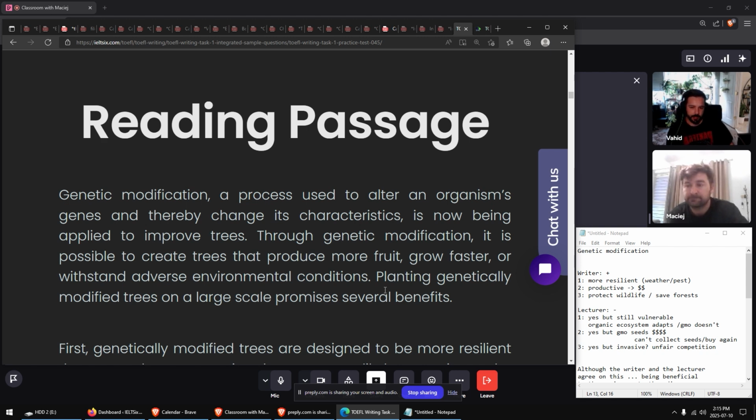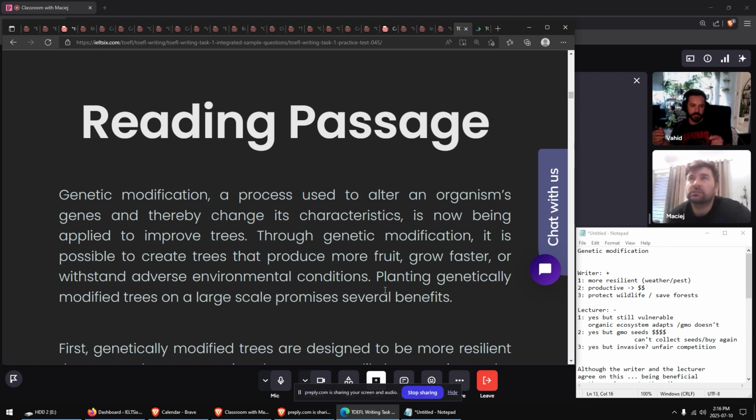Personally, I would say that although they both agree that GMOs can have their benefits, the writer leans toward the benefits outweighing the negative effects, and the lecturer believes that although there are some benefits, the adverse effects or the negative impact that GMOs have will make this not a worthwhile solution.